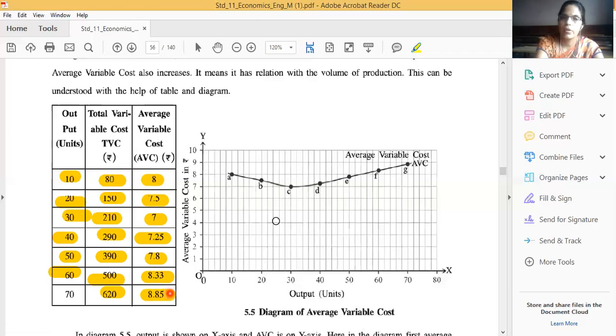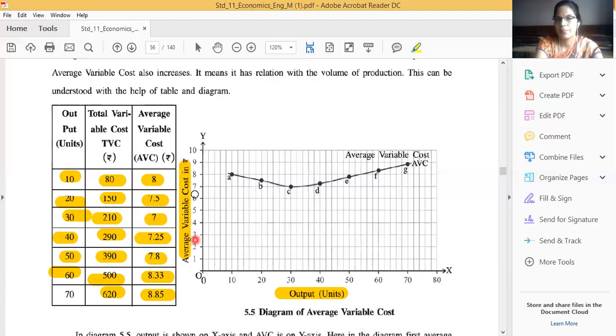Whenever we want to draw the diagram, we have to mention the OX axis and the OY axis. We first draw the OX axis, which shows output, how many units are produced: 10, 20, 30, 40, 50, 60, and 70 is the last. Then the OY axis shows the average variable cost.